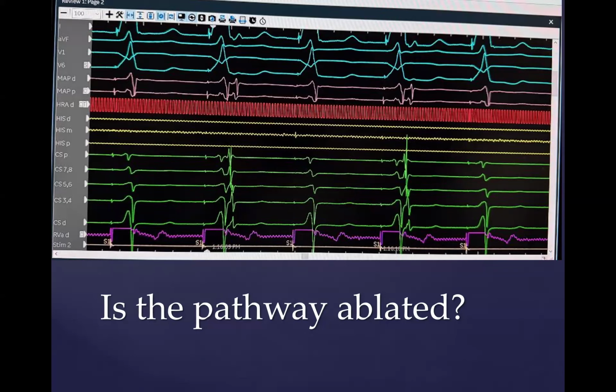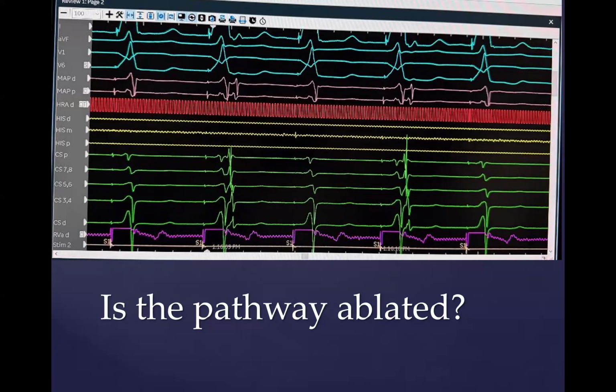Why do you think that would be? Just thinking that it's further away from the AV node, so we might be able to be a bit more aggressive with ablating it. That's a good point. I never really thought of that, but that's true. We certainly don't have to worry as much about heart block.